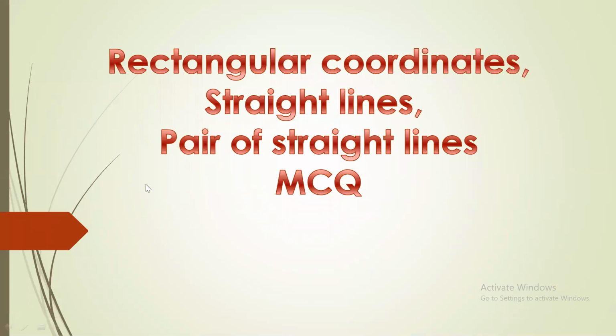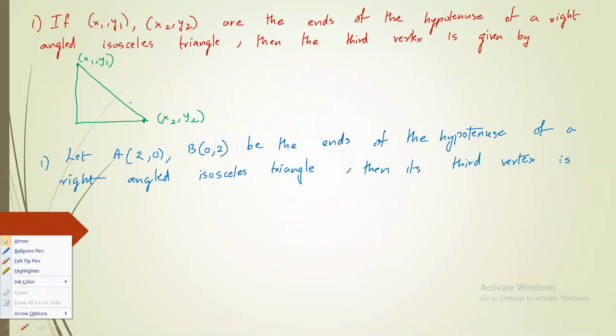The chapter we are going to study today is rectangular coordinates, straight lines, and pair of straight lines, a few multiple choice questions. Let us look at the first question.